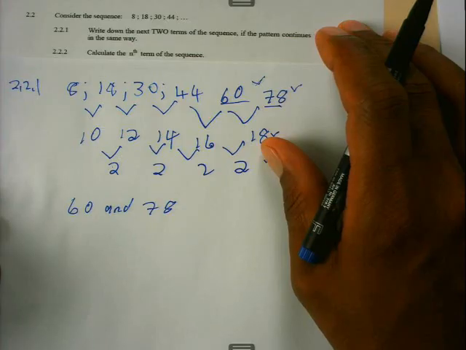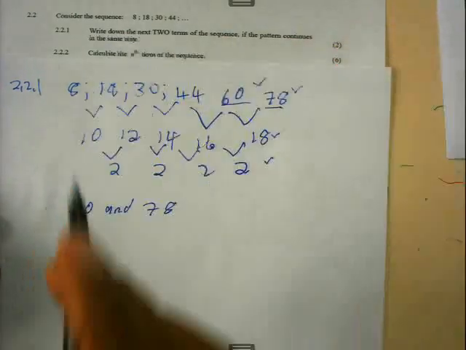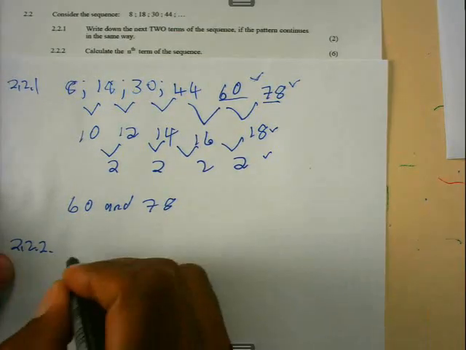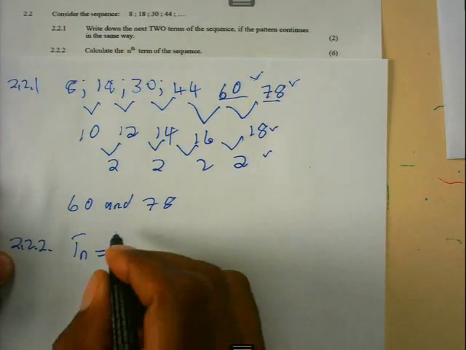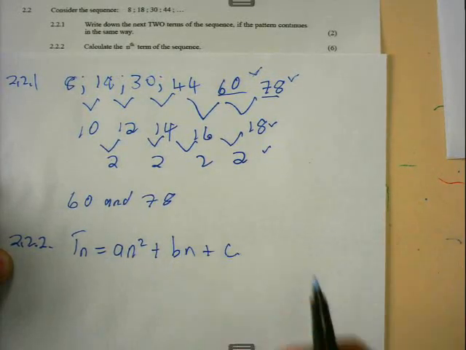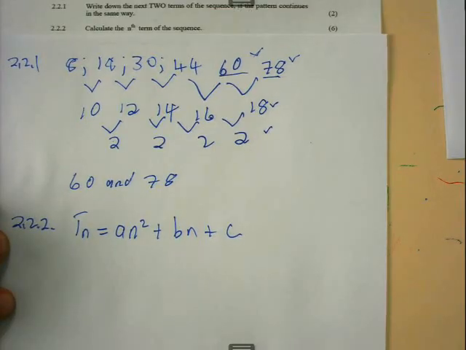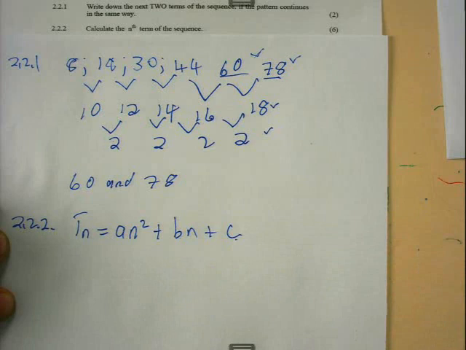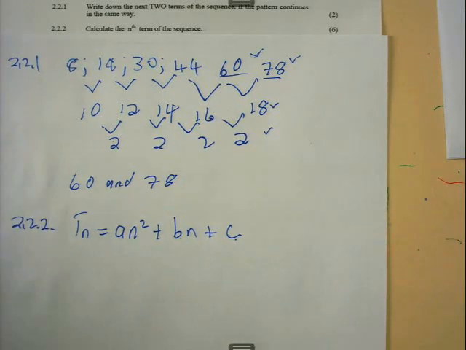2.2 now says you must calculate the nth term of the sequence. It's very important, the nth term of the sequence. How do we calculate the nth term of the sequence? Now, if I have to remember, at the end of the day we must have Tn is equal to an squared plus bn plus c. It means what is important now is that we must have the value of a, the value of b, as well as the value of c. Now the question then will be, how do we determine the value of a, the value of b, as well as the value of c?